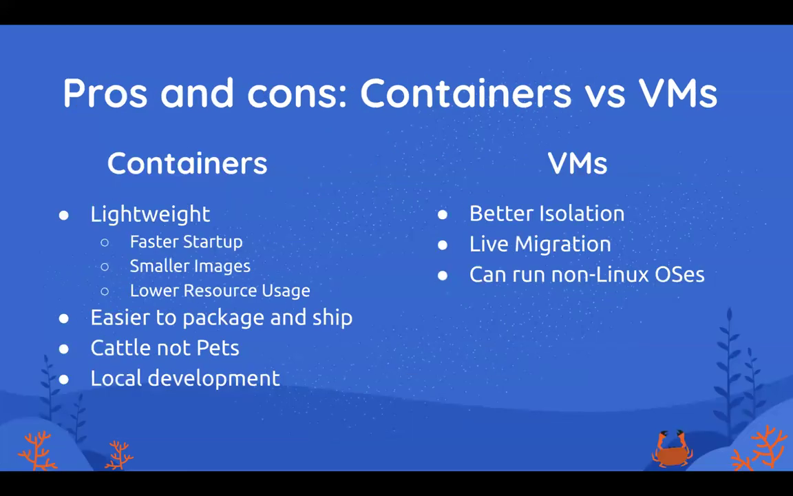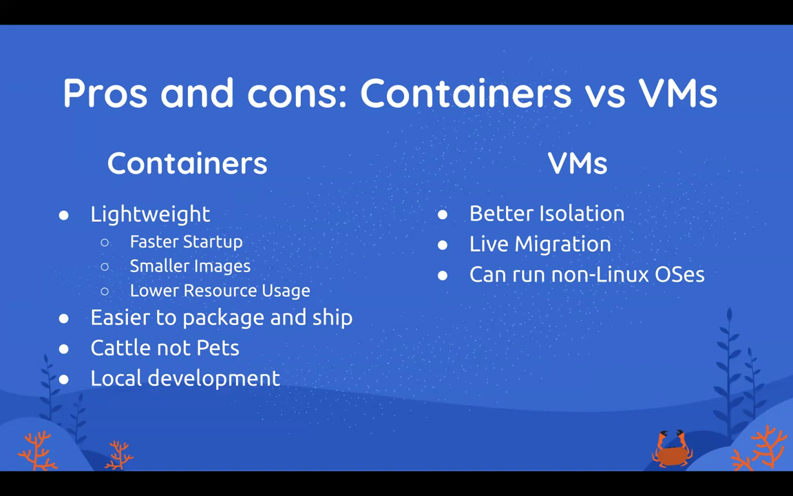Okay. So here's a comparison of the two. With the container, you have faster startup, smaller images, and low resource usage. This checks out, since you're not emulating a fake machine, you're not bundling the kernel, and it's process isolation. You don't need to boot up an entire OS. So it is easier to package and ship. We'll get to how you do that later with Dockerfiles.